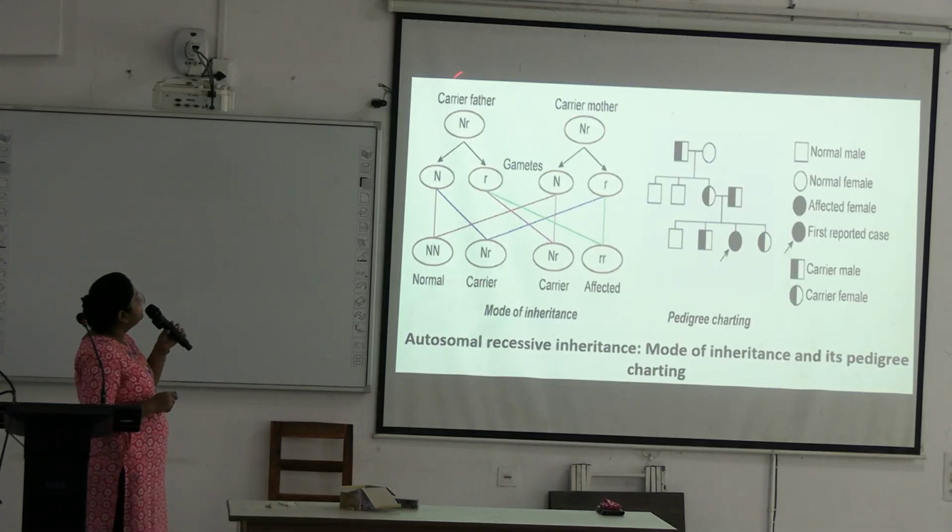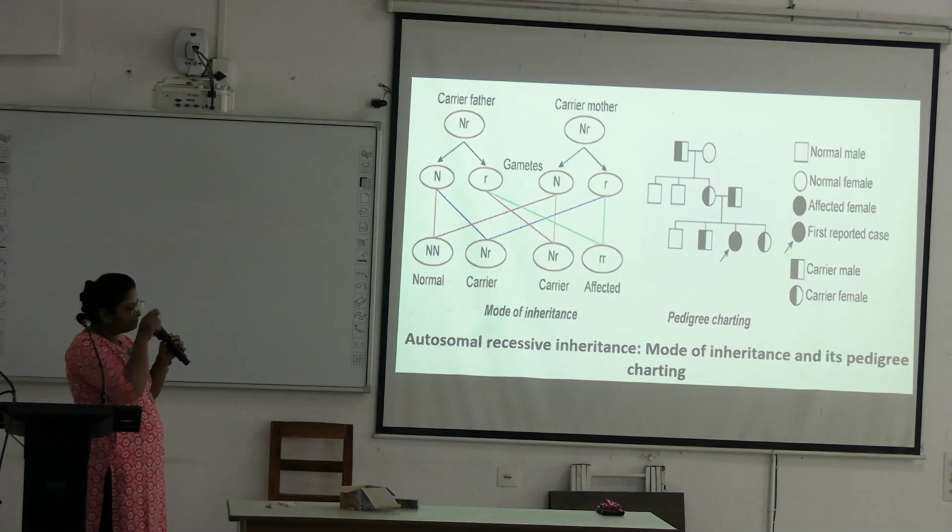See here, these are carrier father and carrier mother, one capital N and one small n. So they are producing gametes, and after mating, these children are produced. This one has both capital N's, so this is normal.